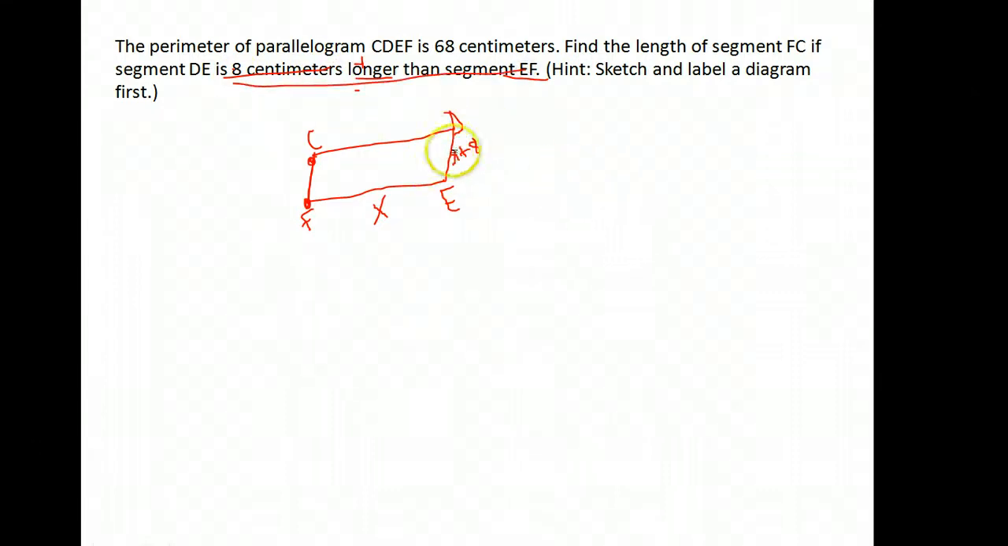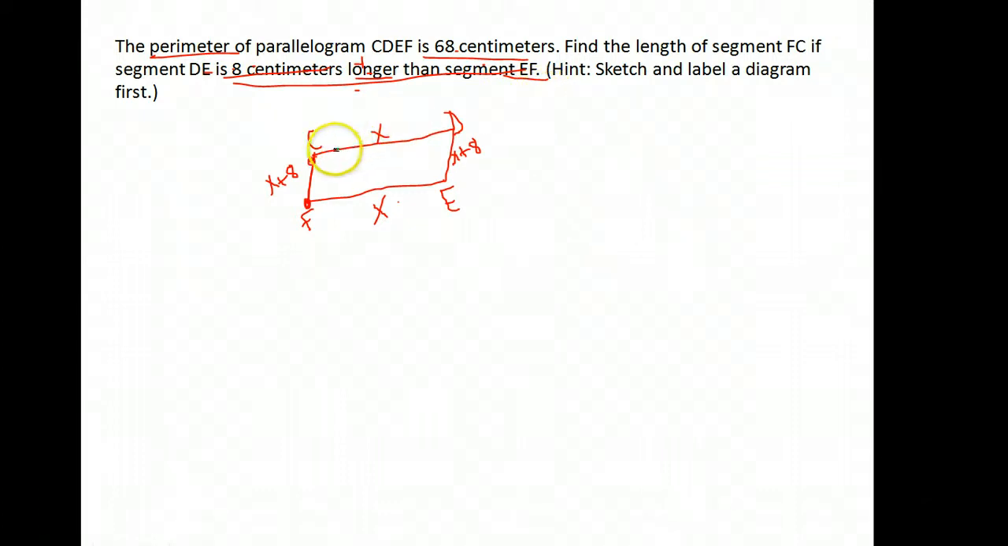I could even redraw my parallelogram so it made me feel better. But make sure you have it right. So DE is 8 longer than EF. So DE should be plus 8. Very good. Now let's put in our opposite sides are congruent, so CD would be X, CF would be X plus 8 also. The other thing they told us is that the perimeter was 68 inches. Well, perimeter is when you add all of the sides together. So all of these sides added together is 68, and that's the equation we're going to use to find our X, and then we'll find the side they wanted.